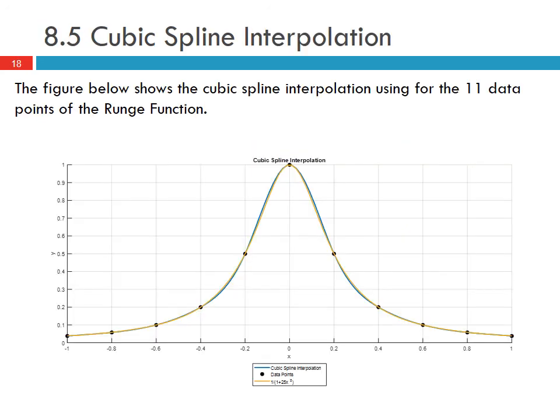And this shows using the same technique for the 11 data points in the Runge function, and you can see that we get a very nice match with the original function, a very smooth curve across the domain here. So cubic spline interpolation is probably the most commonly used, and it can provide very nice smooth functions.